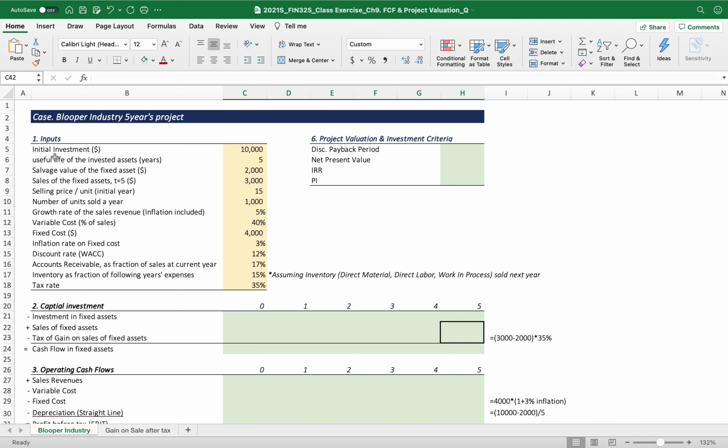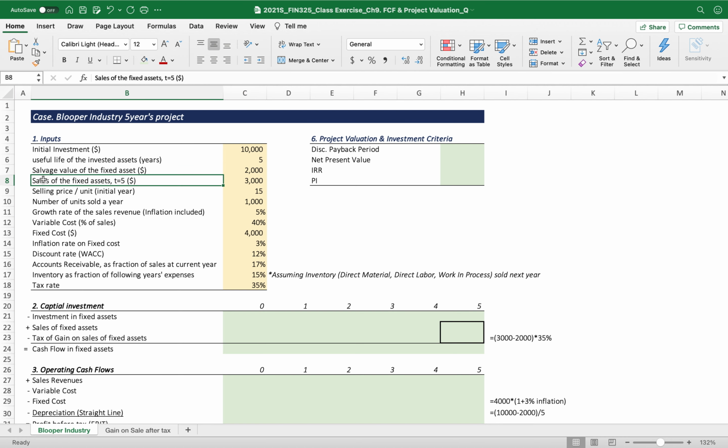We have input variables. Initial investment $10,000. That initial investment is a project. By investing $10,000, we're going to make some profit, right? Future cash flows. The useful life of the invested asset is 5 years, and then salvage value 2,000.